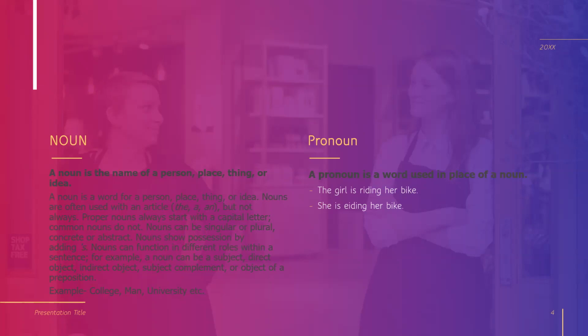So a proper noun you should always start with a capital letter, and nouns have singular and plural, like man, men, boy, boys, girl, girls, like that. And pronouns are the replacement of nouns, because when there is a repetition of any word, any noun, in that case we can use a pronoun.